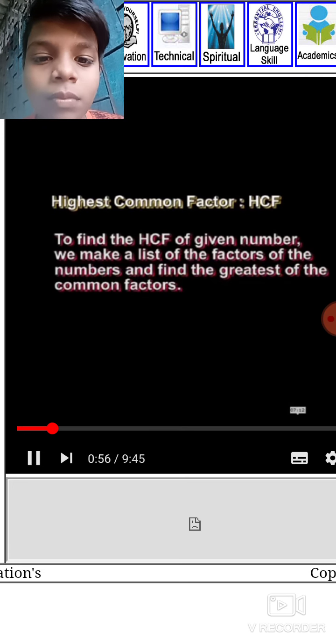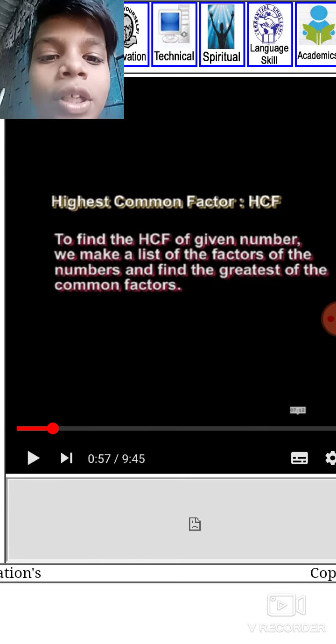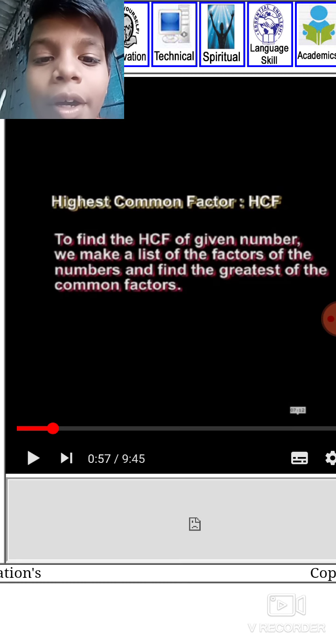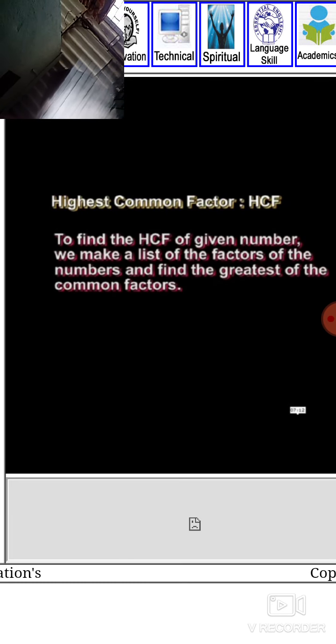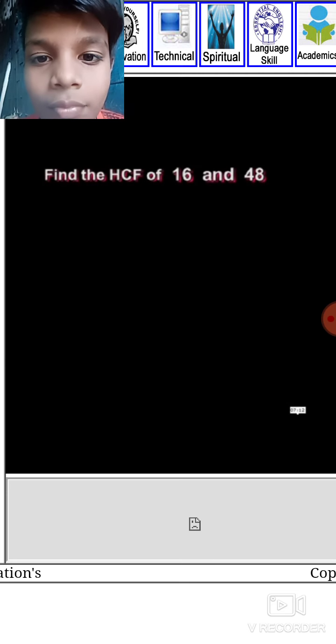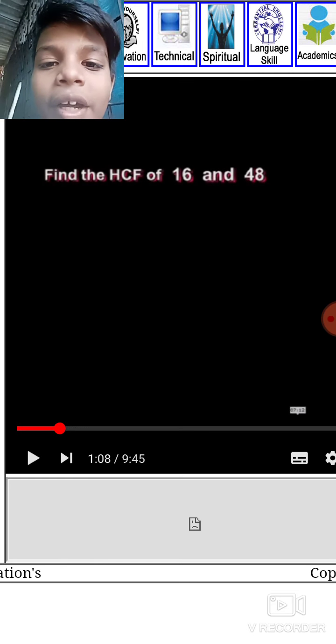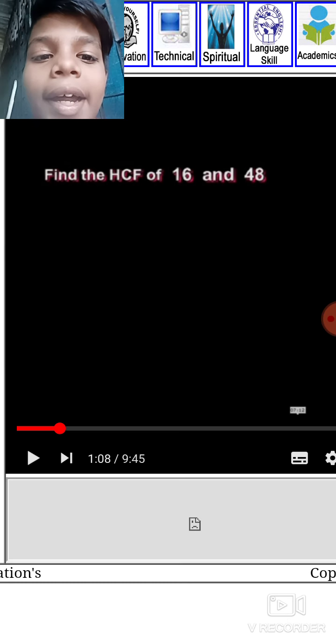Highest common factor, HCF. To find the HCF of given numbers, we make a list of the factors of the numbers and find the greatest of the common factors. Find the HCF of 16 and 48.